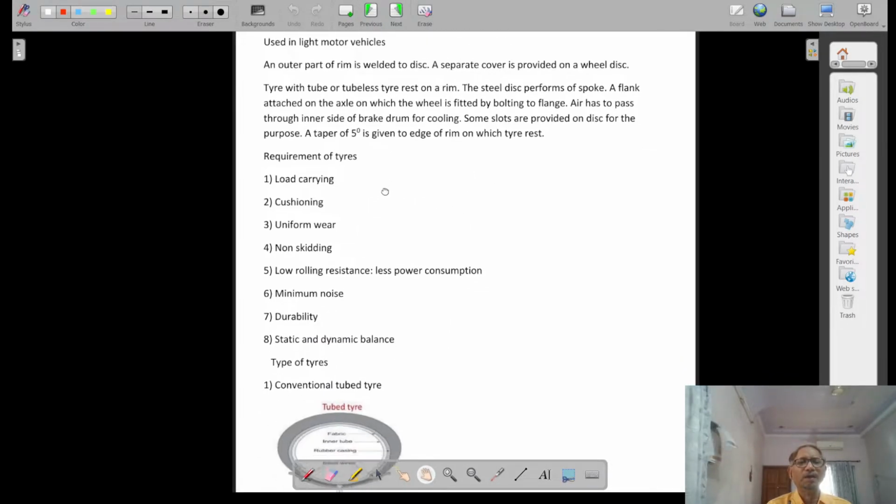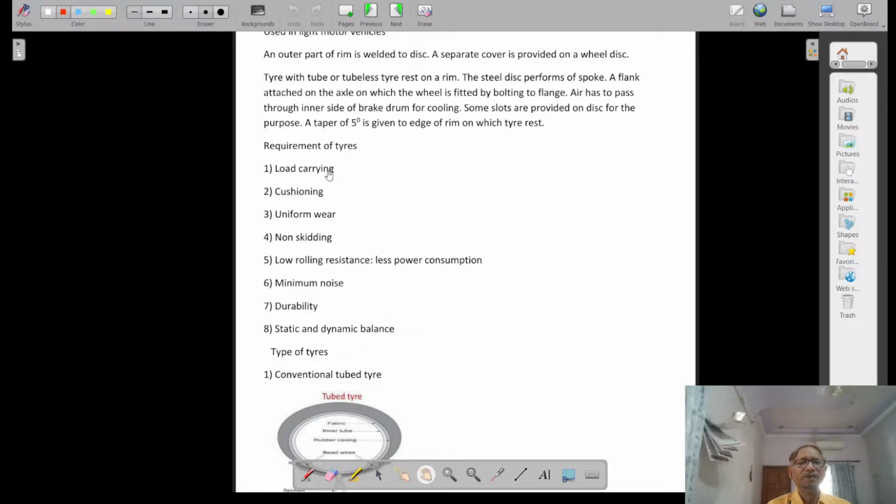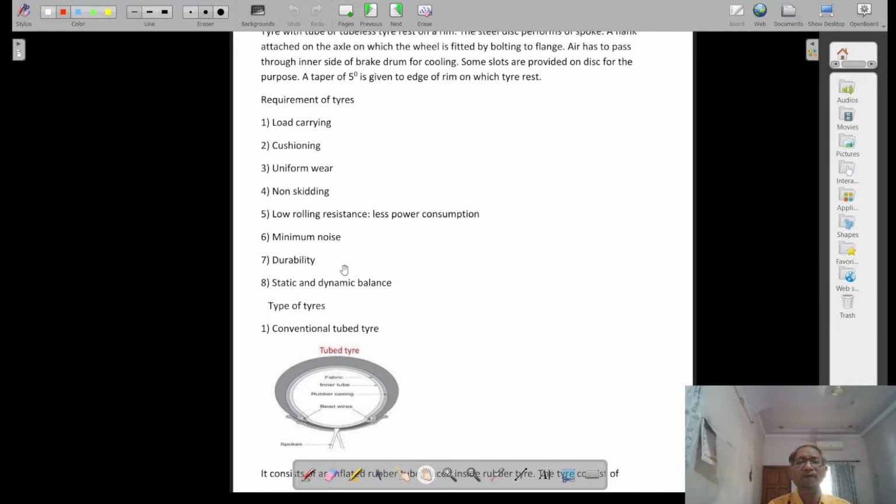Generally, why we need tires is to carry the load and to provide the cushioning effect. We assume that there is wear, but it should be uniform wear. There should be non-skidding, and low rolling resistance for less power consumption, which means your vehicle is going to move a greater distance. Minimum noise, a comfortable ride, durability of the vehicle, and static and dynamic balance in the automobile are also wanted.